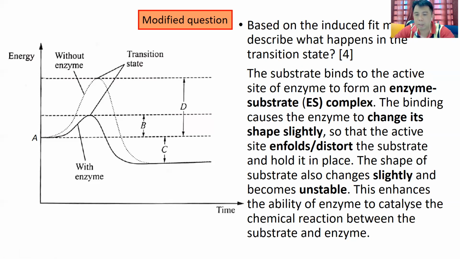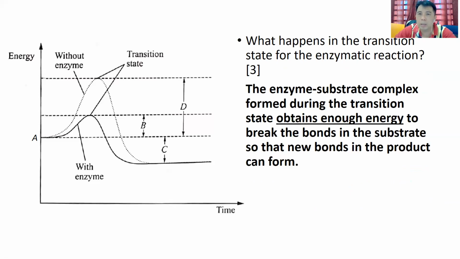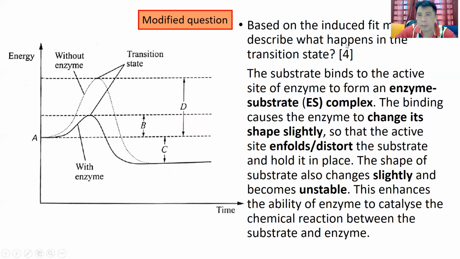You can relate this to the previous question. The previous question is just a simple one. It asks how the enzyme-substrate complex obtains enough energy to overcome the activation energy, the energy barrier, so that the bonds in the substrate are broken down and the new bonds in the product are formed. Here we just add in the induced fit model, to see whether the student can apply the induced fit model to the binding of the substrate to the active site of the enzyme.